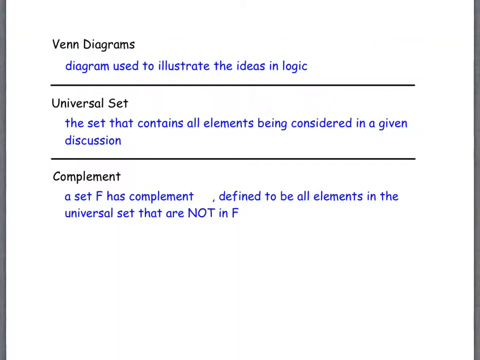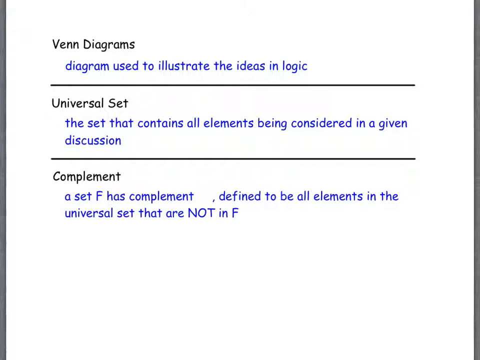Okay, so let's move out of cardinality, and we're going to move into another topic in this section called Venn diagrams. You have seen Venn diagrams before if you've taken contemporary math. A Venn diagram is simply a diagram used to illustrate an idea in logic. There's a universal set. That's the set that contains all the elements you're talking about. And then we have something called a complement of a set. So if we have a set F, then F has a complement.